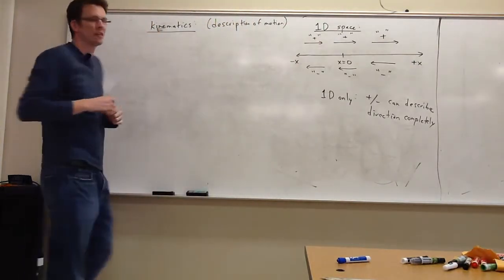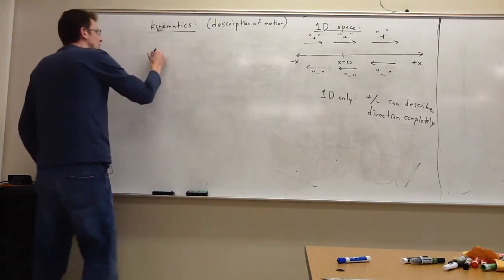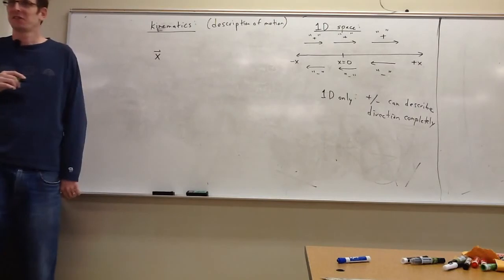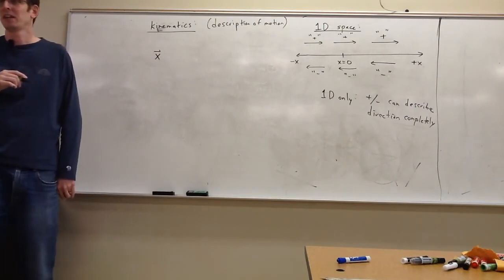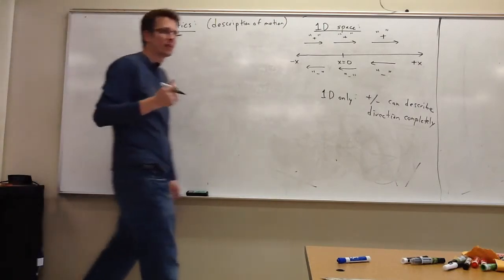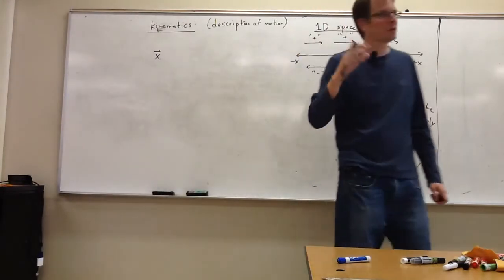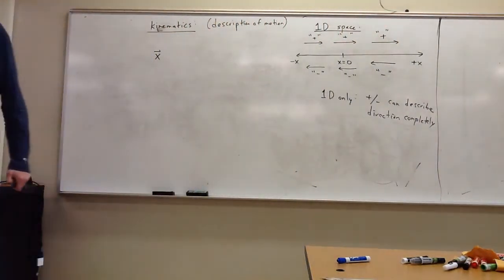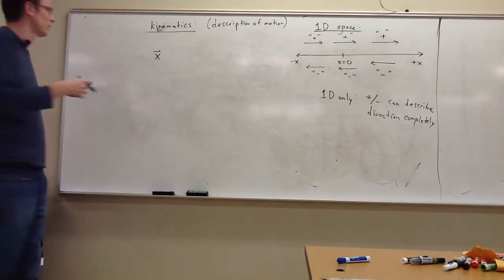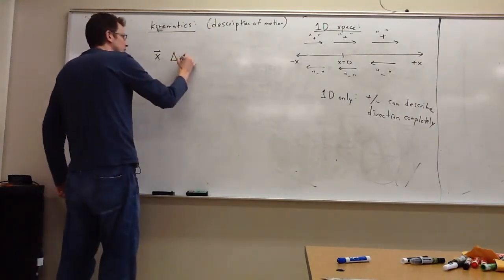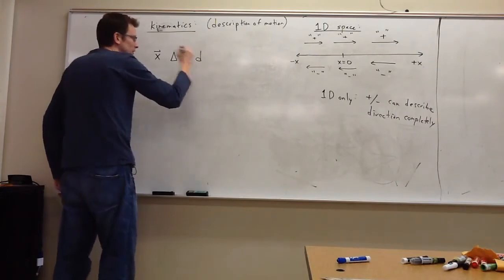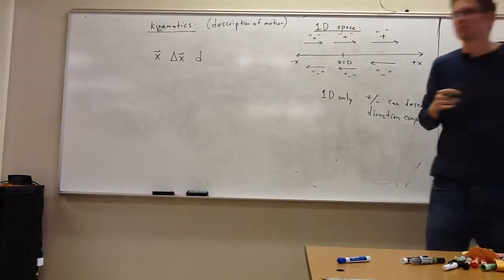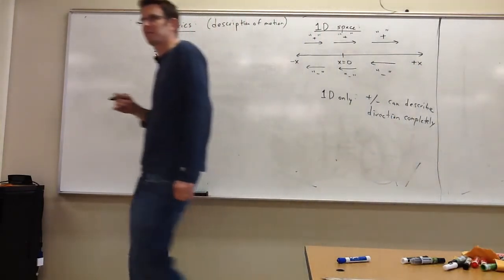So here are the things that we're going to talk about. We're going to talk about the position vector. Notice it has a vector hat, so it tells us right away it's a vector. You don't have to write down that it's position, because I'm going to go through every one of them individually, and I'll write it down as I go. Then the displacement vector. Then distance. Distance doesn't have a vector hat. That's a scalar. That's how you know.